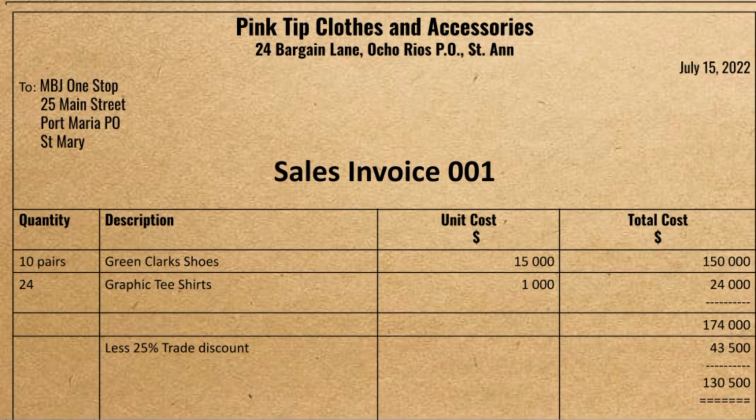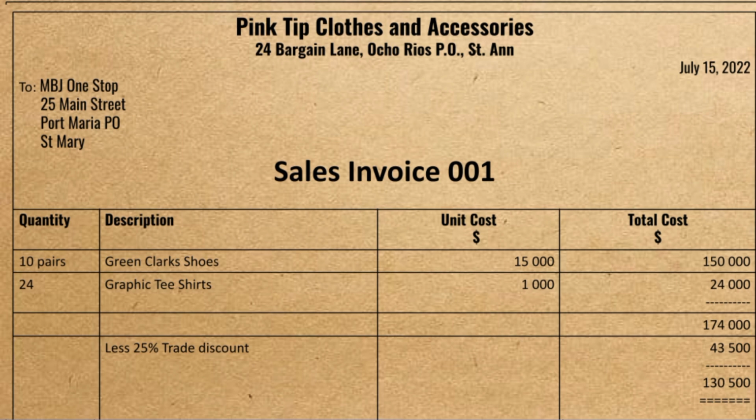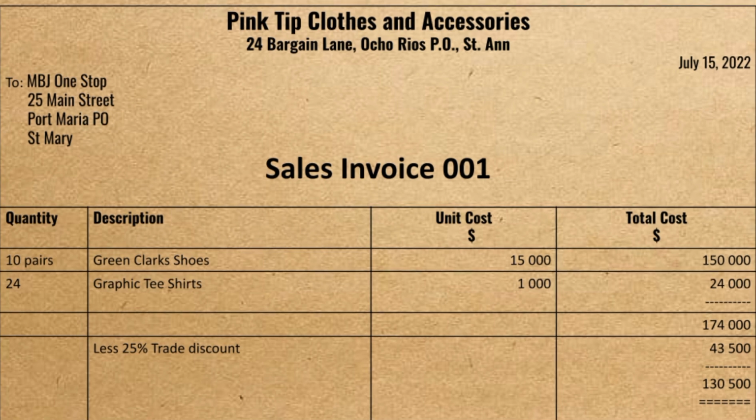For this invoice on line 1, the quantity or number of items being sold is 10 pairs. The description is green Clark's shoes. The unit cost or the cost for one Clark's is $15,000. The total cost is therefore the $15,000 times the 10 pairs of shoes, which gives us $150,000. Remember, each shoe is $15,000. Pause the video and do your own calculations. Repeat as many times as necessary. The aim is for you to understand.